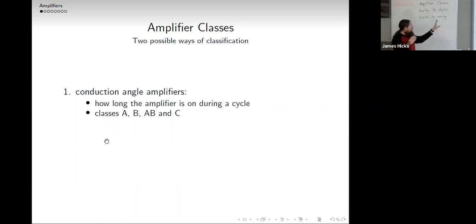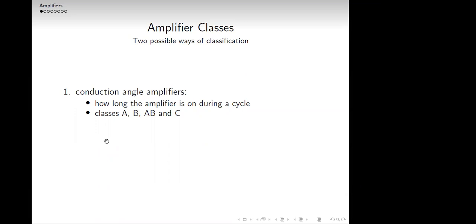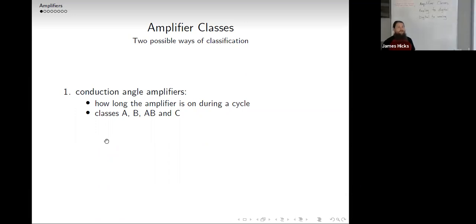We could have another way of classifying those, which is effectively how they work. So in that classification scheme, we kind of have two different types of amplifiers. The first is a conduction angle amplifier. These are the amplifiers that we've already talked about. Conduction angle is kind of a weird term.